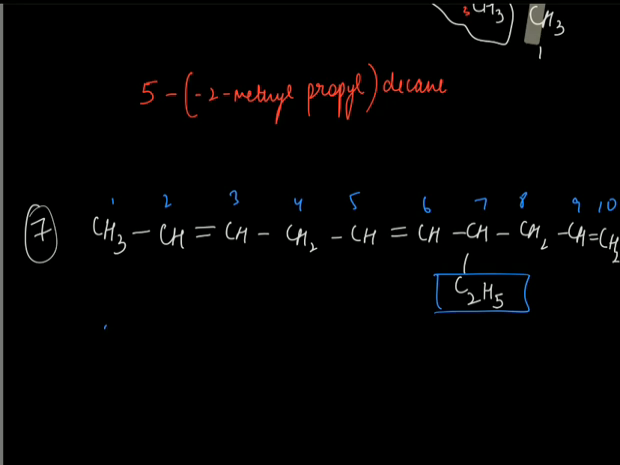Now if we use this numbering, then we have a double bond at 2nd position, at 5th position, and at 9th position. So ignoring the alkyl group, this is like a very big number. So this is going to be 16.